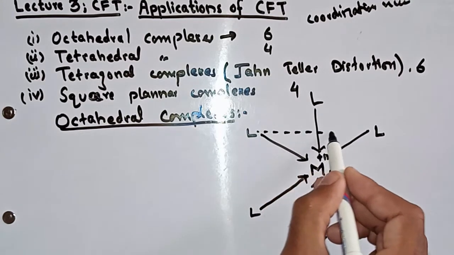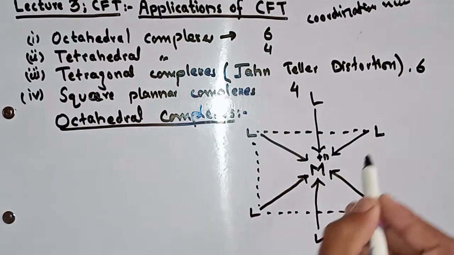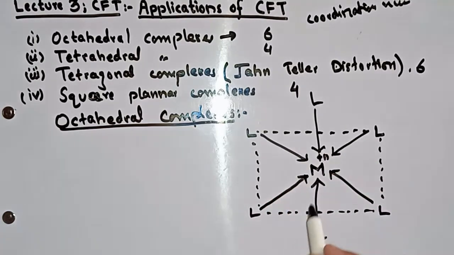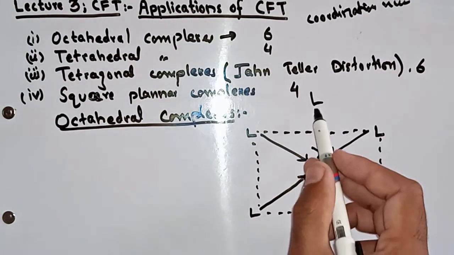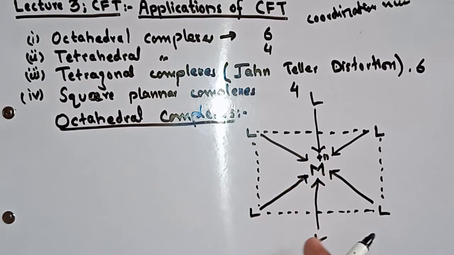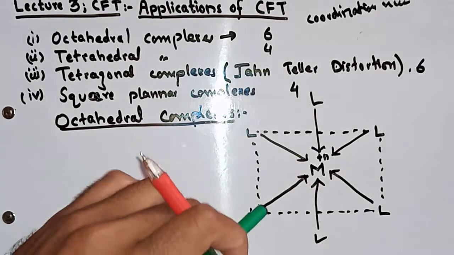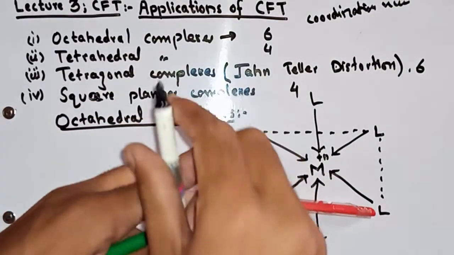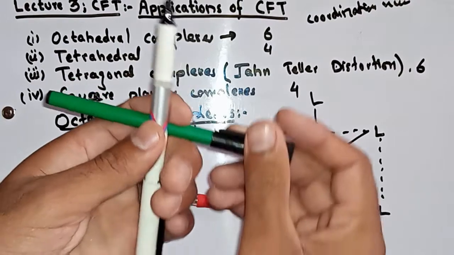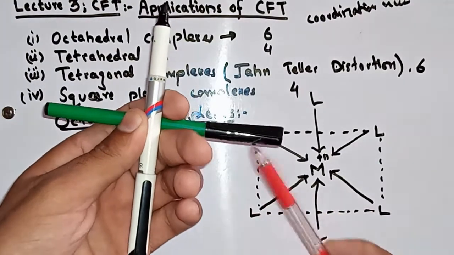These 4 are in a square planar arrangement, these 4 are in the xy plane, and the other two are one above the plane and one below the plane. Let's suppose this is the xy plane, the blue is the x-axis, the white is the y-axis, and that is the z-axis.